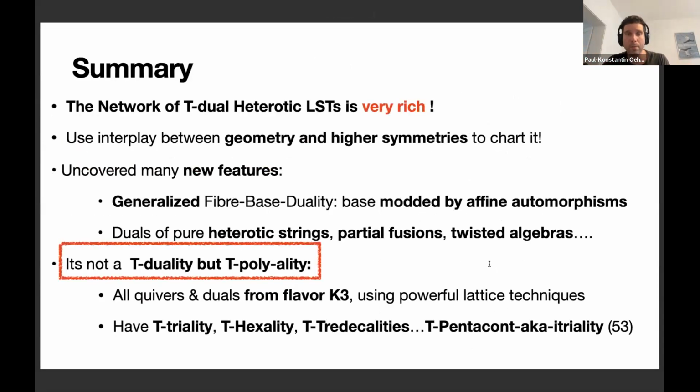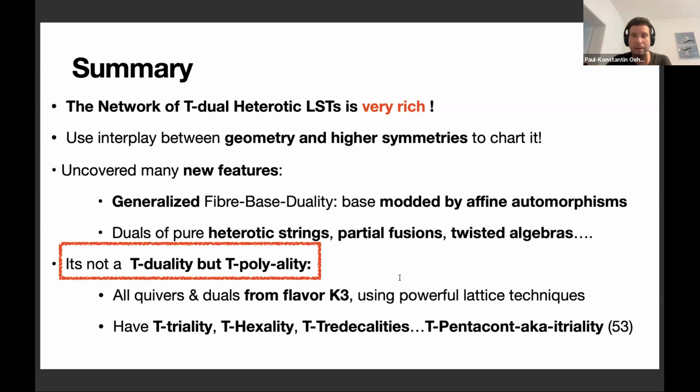Okay, I think this already brings me to my conclusion. So as I hopefully convinced everyone, the network of heterotic little strings is very rich. You can find a lot of nice things, and the powerful tool that we are really using here is this interplay between the geometry and the matching of the higher symmetry to really chart out this whole network of T-dual theories. While doing so, we find many nice new features, like this more generalized fiber-base duality, where you can have these twisted affine foldings on the base quivers, and you find these fractionalizations of the pure heterotic string, these partial fusions with non-simply laced algebras, and you can of course also do twisted algebras.